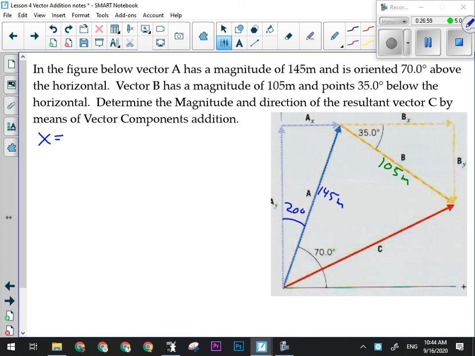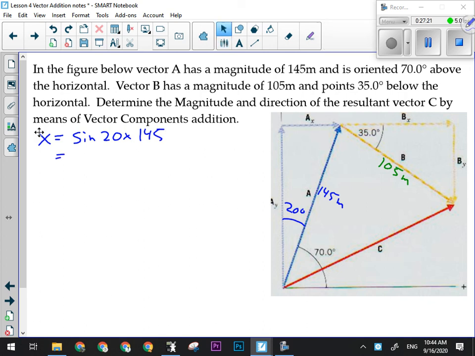Is it opposite or adjacent the 20-degree angle? It's opposite, yeah, okay, it's on the far side. That means I'm going to use sine. So I'm going to use sine of 20 times 145. So here, prime example, right? X is not always cos. It's not always the adjacent side. This time it's the opposite.